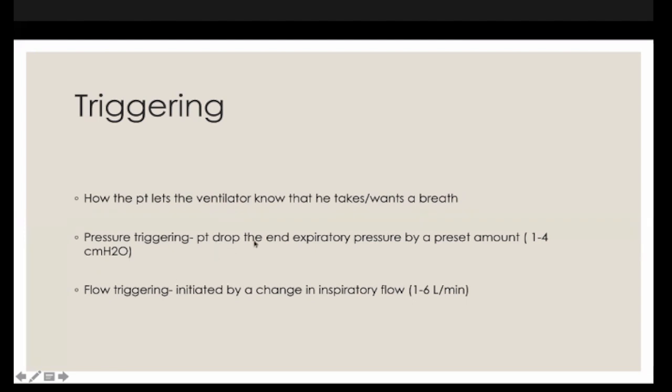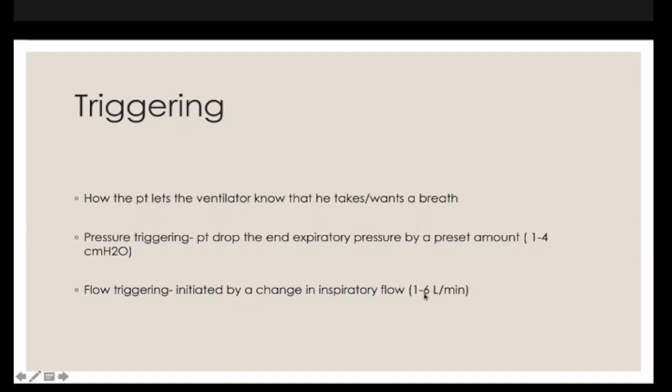So a patient drops the end expiratory pressure by a preset amount of 1 to 4 centimeters of water. When somebody is trying to take a deep breath, it is like he's trying to suck air out of the ventilator, isn't it? So the ventilator triggers it as a pressure drop. Similarly, it can detect a flow trigger, where the ventilator feels a flow being produced towards the patient. So you can adjust the trigger.